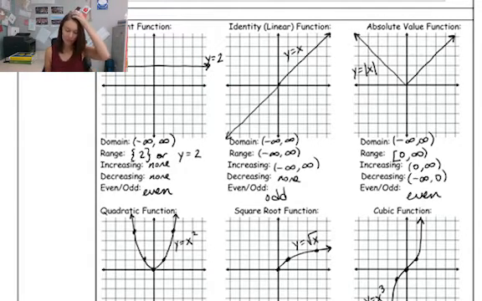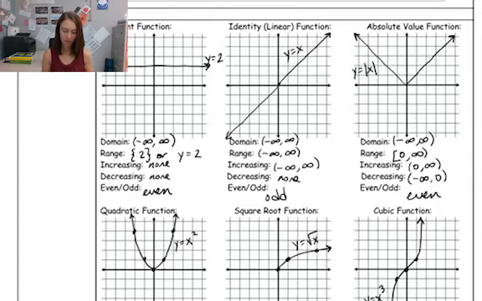The identity or linear function is the function y equals x. So these are all, with the exception of the constant function, the parent graphs of all these different types of functions, so no transformations. So we have y equals x. Domain and range are all real numbers, increasing intervals. So the y equals x without being transformed is always increasing over its entire domain from negative infinity to infinity.